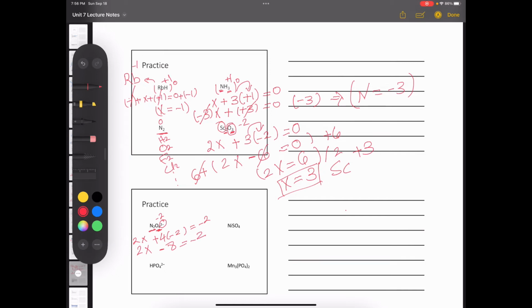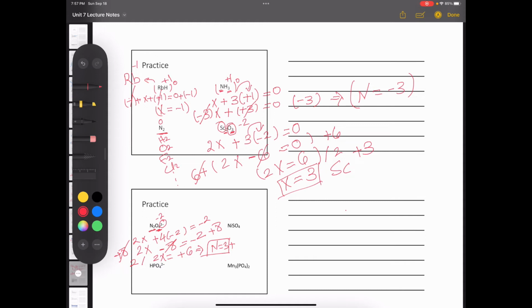Now what I will do is I'll be adding a +8 on both sides. So 8 is going to cancel out with this 8. And this will be +8. So 2x will be equal to +6. And then I'll divide by 2 and equal to 3. So the oxidation number for nitrogen in this case is a +3.